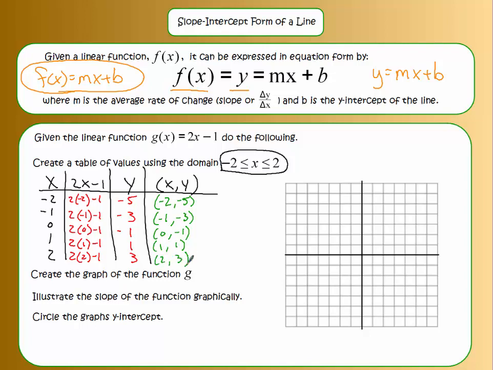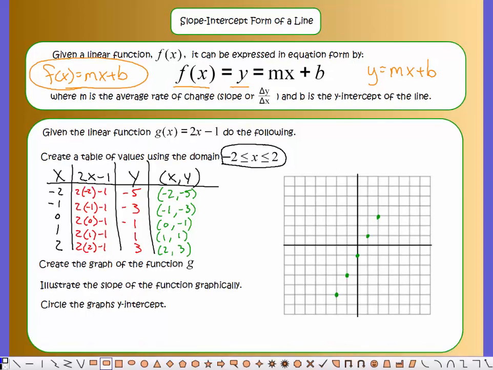So I can now take these points and graph the function g. I start with the first point, negative 2, negative 5. I go over negative 2 and down 1, 2, 3, 4, 5. Then let me go over negative 1 and down 3: 1, 2, 3. I go over 0, so I don't move from the origin. I just go down 1. I go to the right 1 and up 1. Then I go to the right 2 and up 3. I can now put a line through these points.